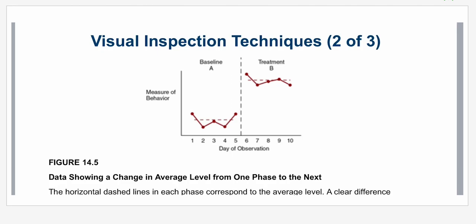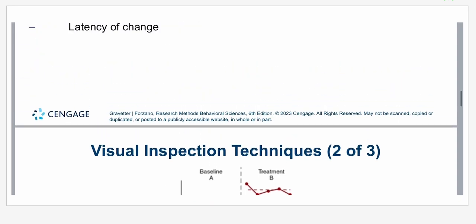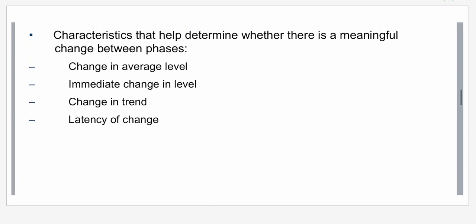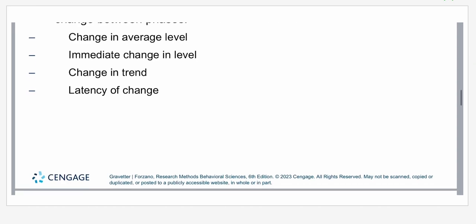So comparing those 2 scores, the immediate scores before and after the treatment, can help you see if there's that immediate change in level, and that can suggest that there is a meaningful, significant effect here. A third way is the change in trend.